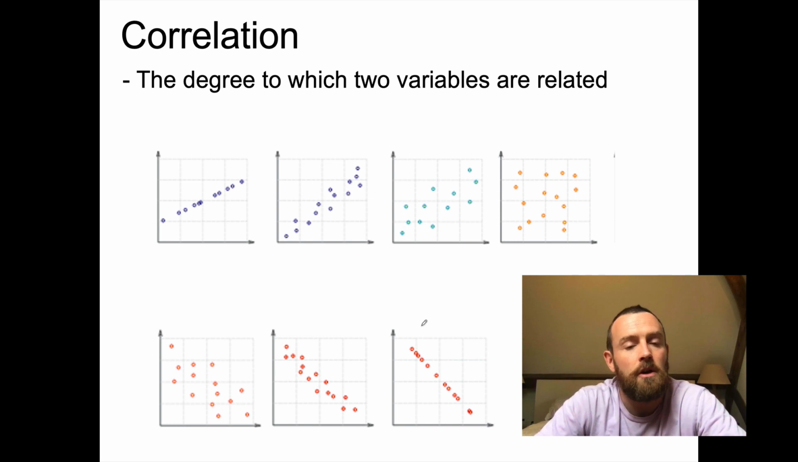So, correlation, if you want to define it, it's the degree to which two variables are related. There's various other definitions, but I like this one, it's pretty simple. And to investigate that, let's look at these graphs here. Now, the graphs haven't got labels on the x and y axis, but it could be anything really.